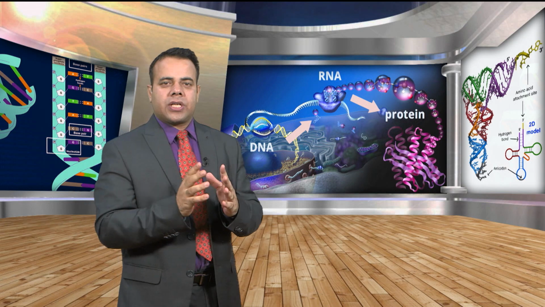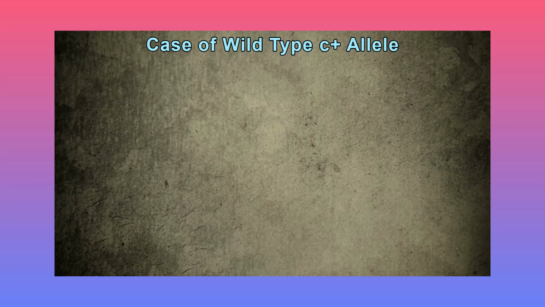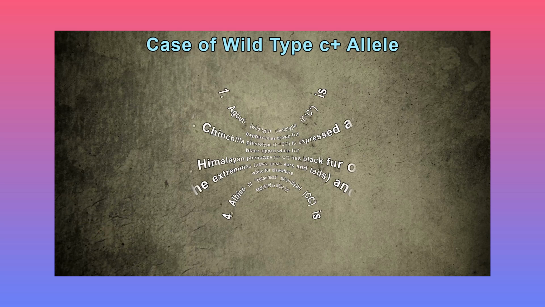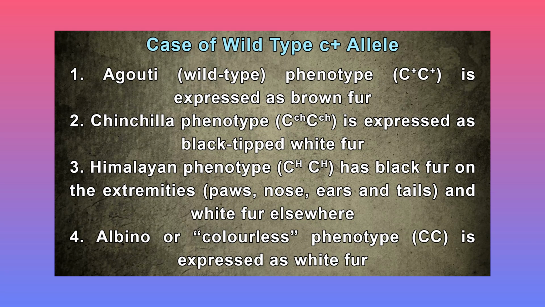Because most rabbits in wild populations are homozygous for the wild type c plus allele, the agouti, that is the wild type phenotype c plus, is expressed as brown fur.